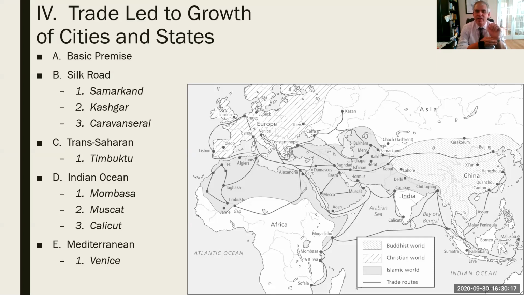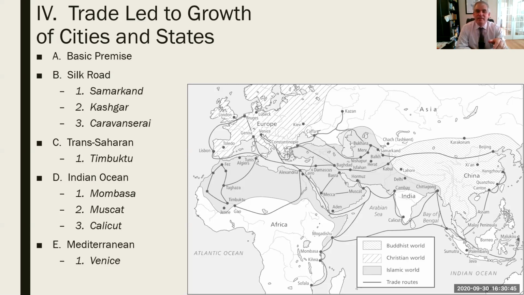Muscat, if you look at the Arabian Peninsula on the eastern coast, becomes a major city as a port of trade that connects the Middle East to India. And then lastly, along the Indian coast, you get Calicut. So you can take a look at this map and see a variety of cities that pop up along these trade routes. And with the Mediterranean, the city I want you to know is Venice.